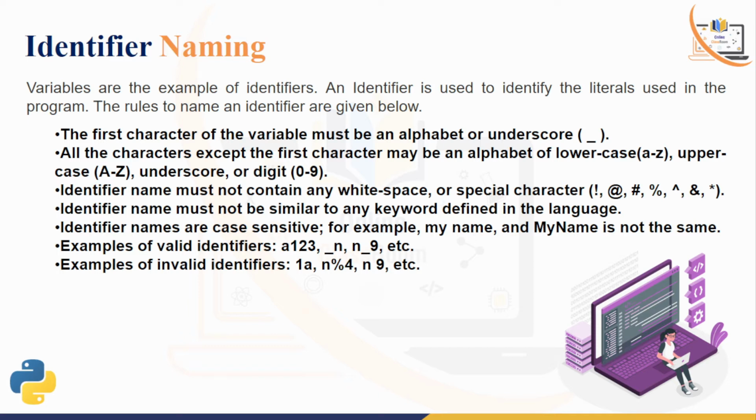All the characters accepted are A to Z, underscore or a digit, which is also common to all, right? The third rule is that the identifier name must not contain white space or a special character. So if you give a name ABC equals 5, it is correct. Now if I give an identifier name A space B space C or A@B, it is not correct.